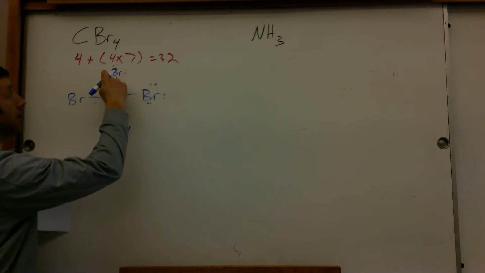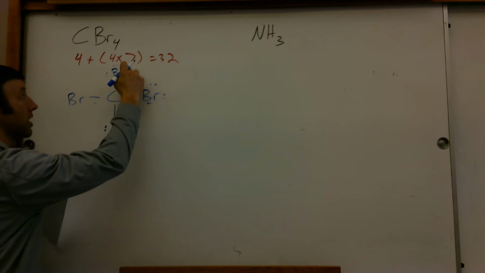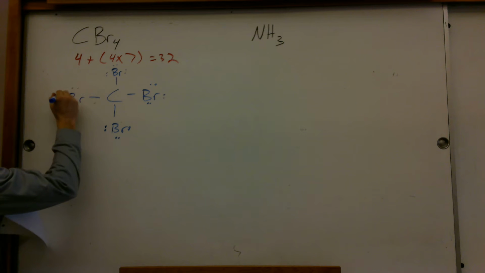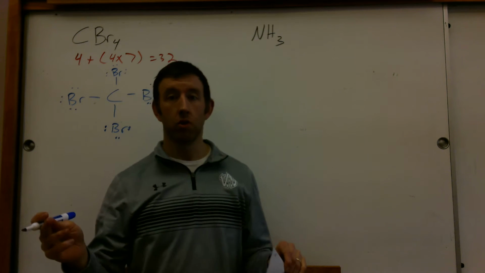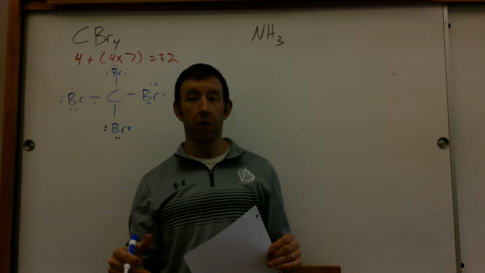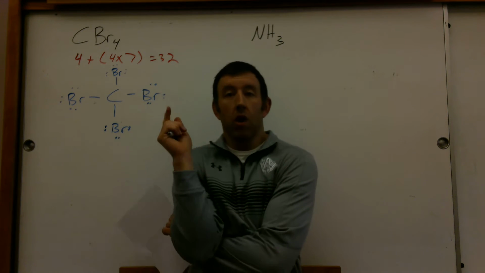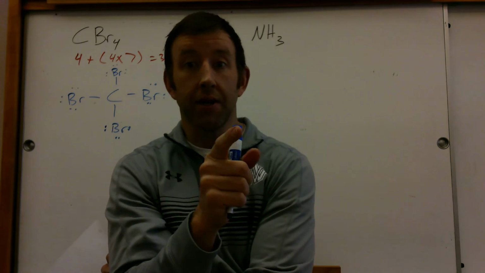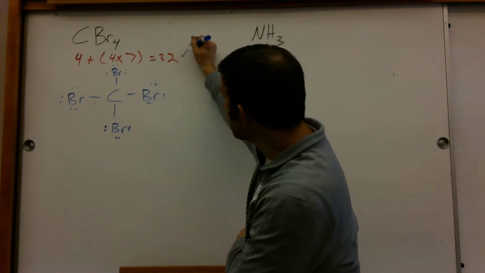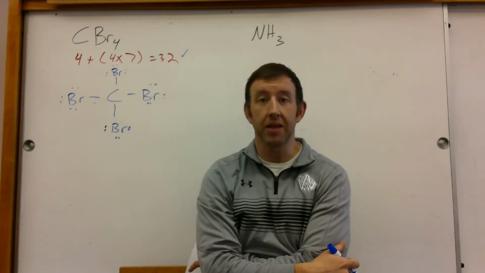2, 4, 6, 8. There makes 24 with an octet on that bromine. And 1, 2, 3, 4, 5, 6, 7, 8. There makes 32 with an octet around each bromine. All right? So I've got all 32 electrons that need to be assigned. I can maybe put a little check there to say that I'm satisfied with that step.